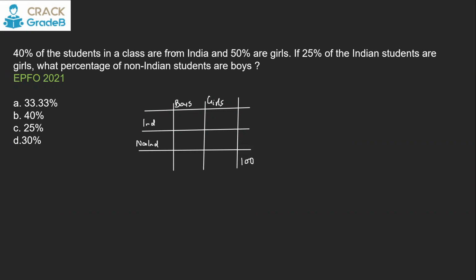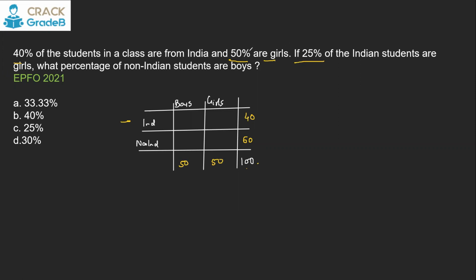Now they are saying 40% of the students in the class are from India. So out of 100, 40 students are from India. So this row should have a total of 40, and the remaining should be 60. The non-Indians should be 60. And 50% are girls, so out of a total of 100, 50 are girls. So the remaining 50 are going to be boys.